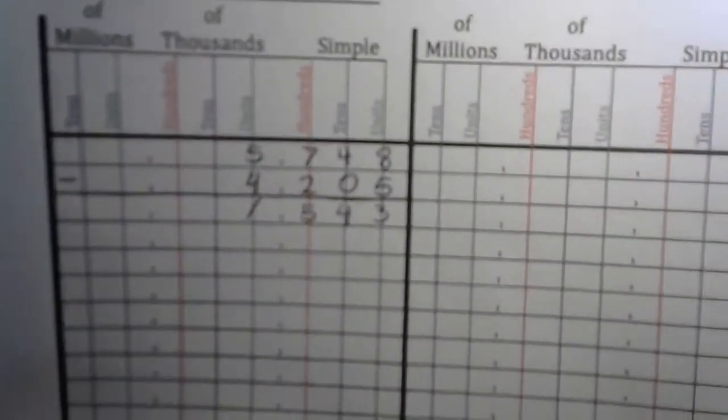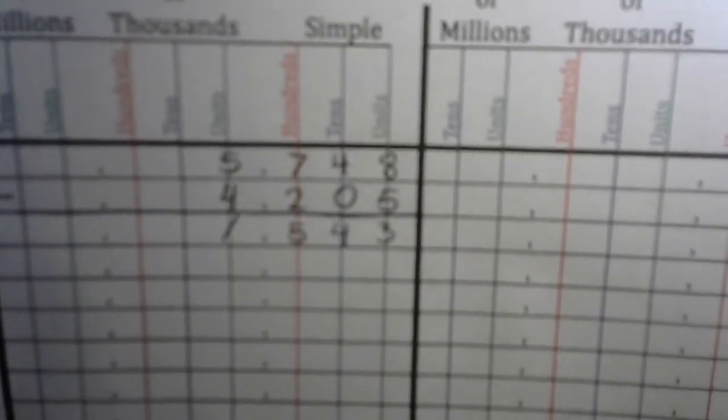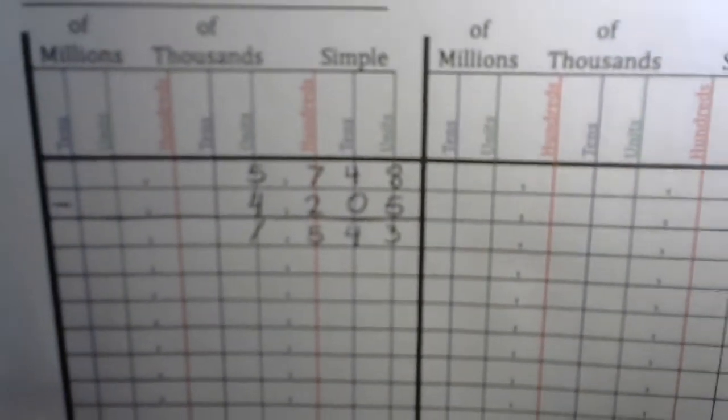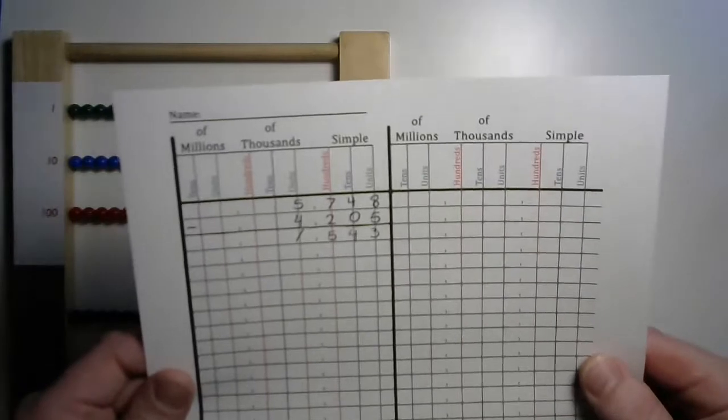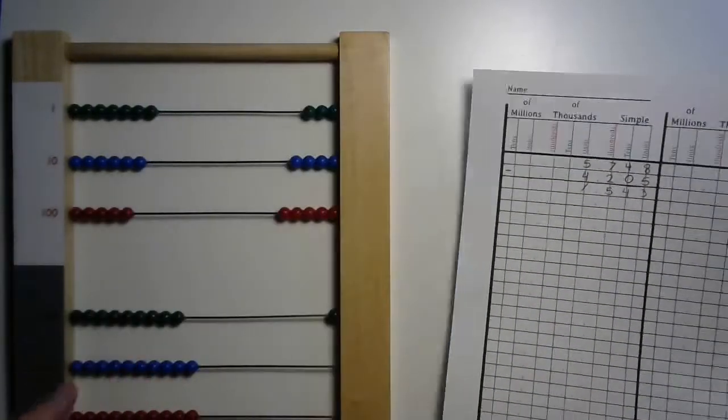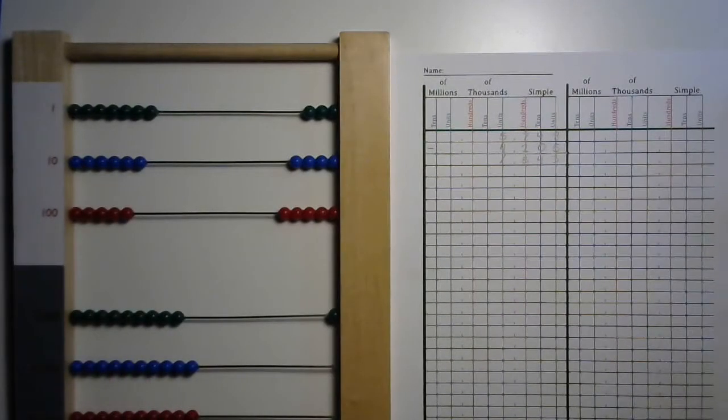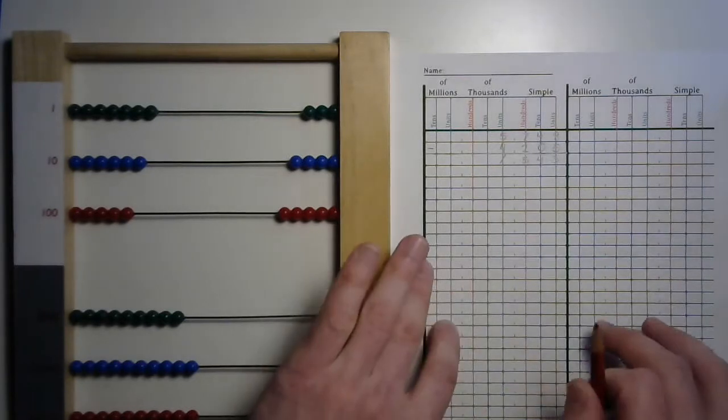And so my answer: 5,748 subtract 4,205, the answer is 1,543. Yikes, if that's the amount of money I spent, oh no! Well, that was an example of static subtraction.